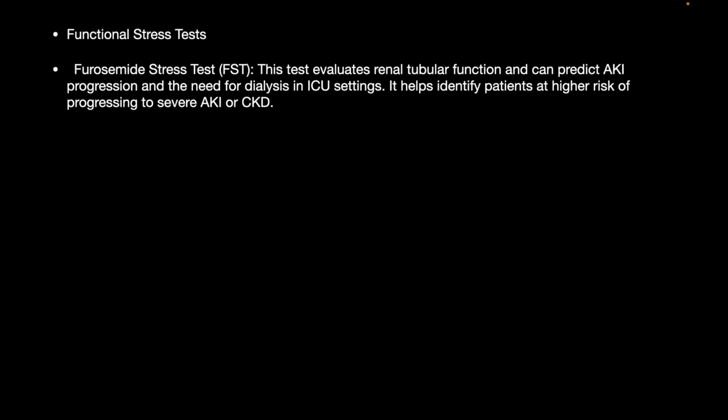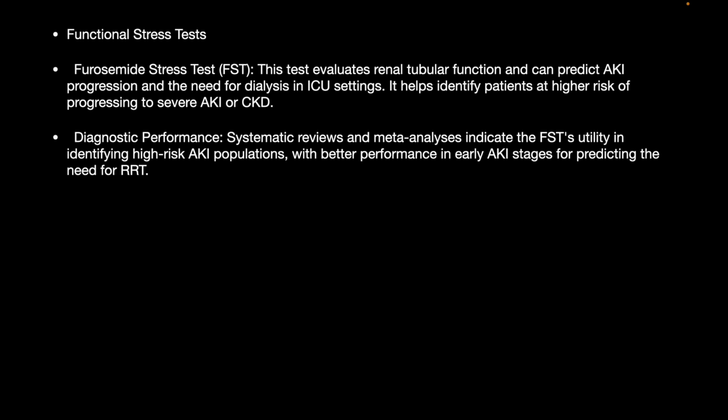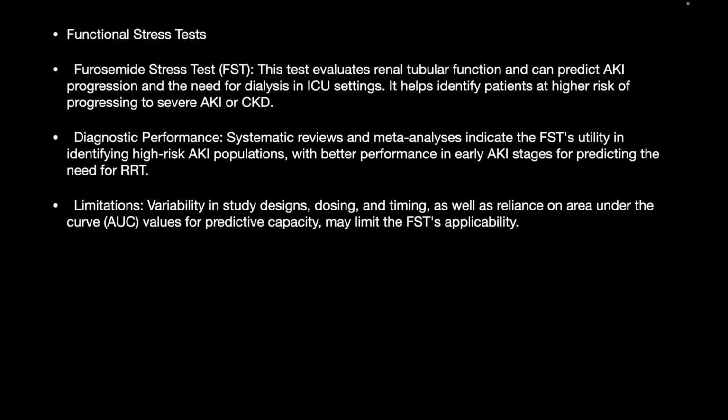The functional stress test, that is the furosemide test. This test evaluates renal tubular function and predicts AKI progression and the need for dialysis. It helps identify patients at higher risk of progressing from AKI to CKD. Systematic review and meta-analysis indicate that the furosemide stress test utility in identifying high risk is better in early AKI stages. Variability in the study designs, dosing and timing, as well as reliance on area under the curve values may limit its applicability.